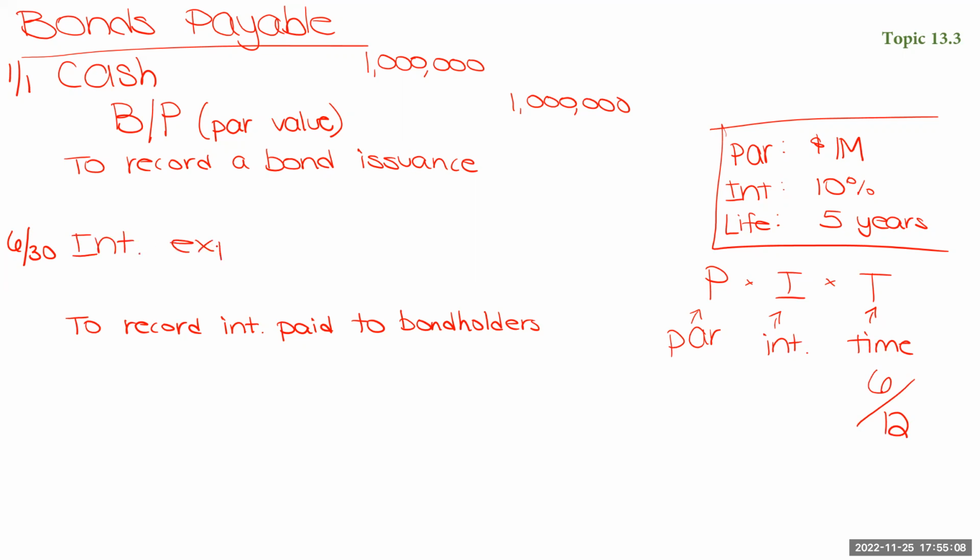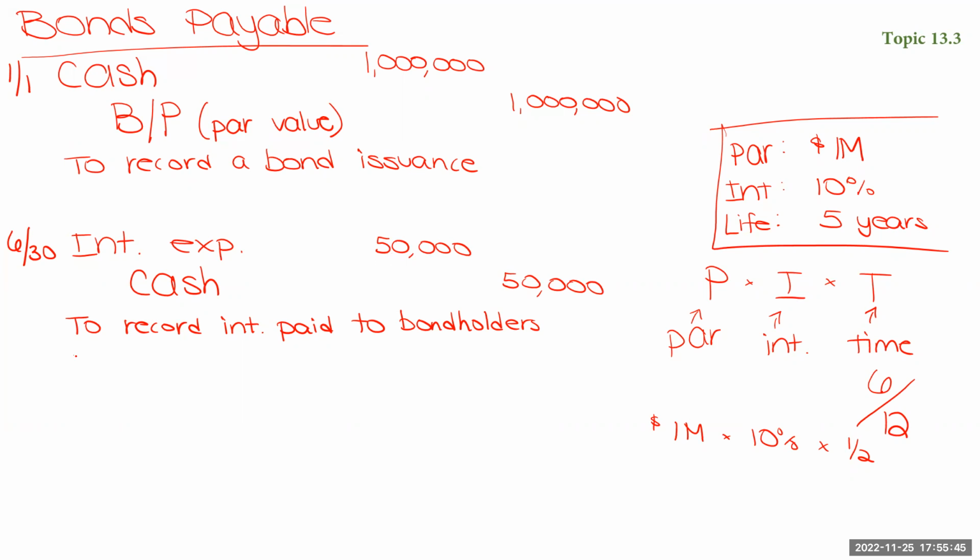Your accounts, interest expense, and cash. So go ahead and do your calculation here. 10% times, we can just say 1/2, or 50,000. And that brings me back to that disadvantage, right? If you have to pay interest every 6 months, the company has to make sure they have $50,000 lying around every 6 months to make this interest payment.